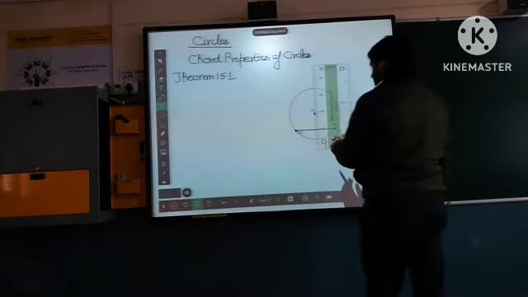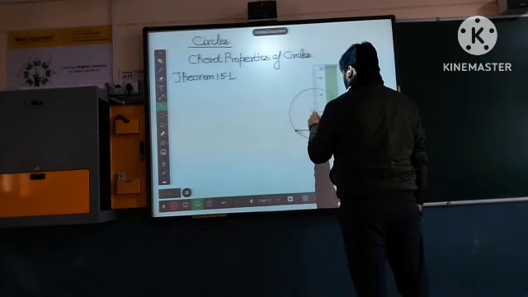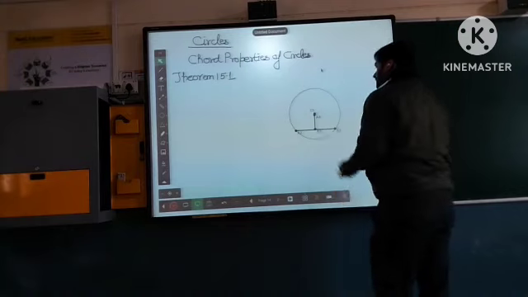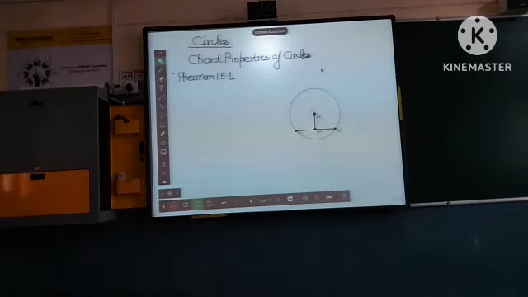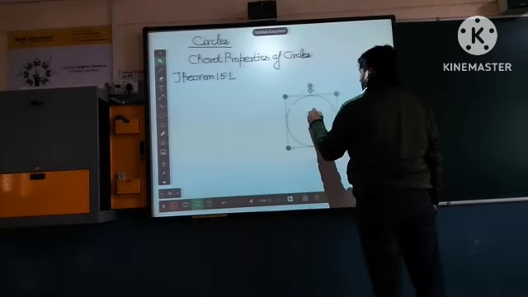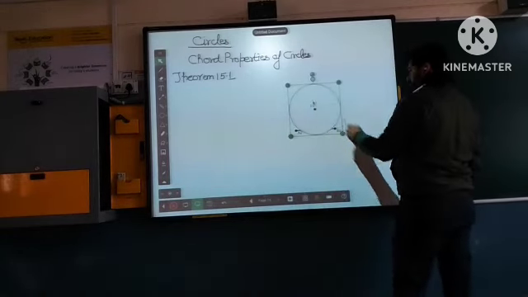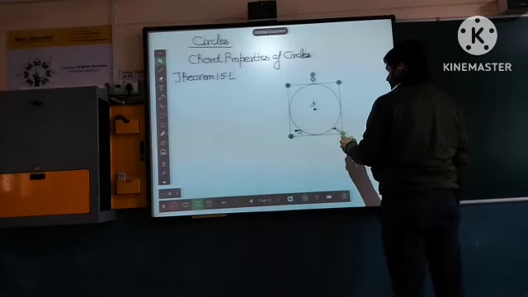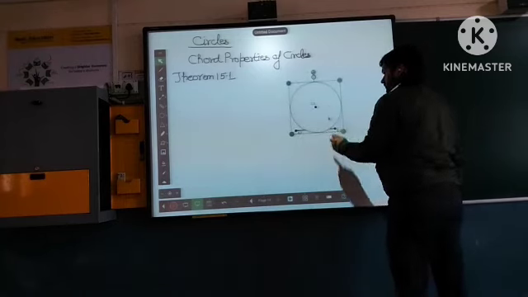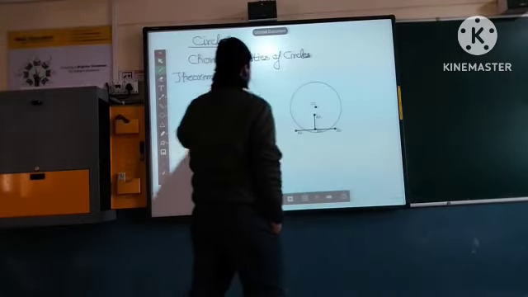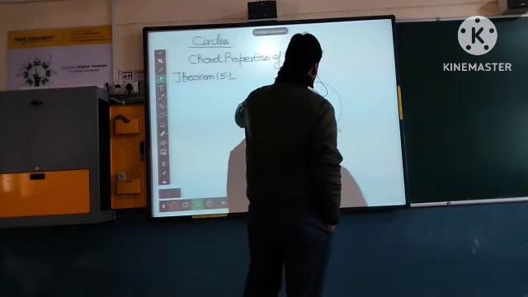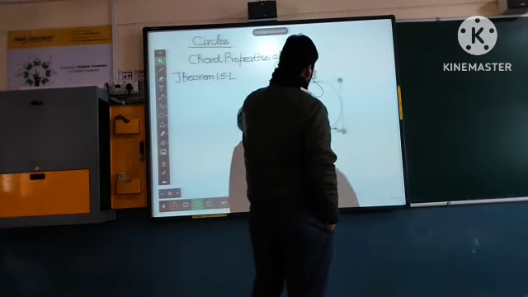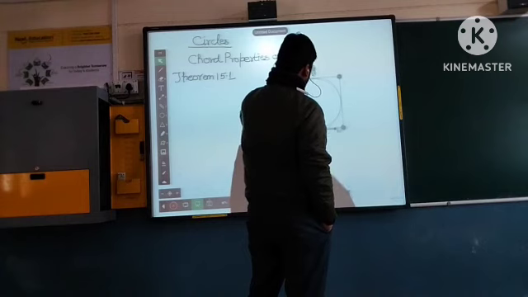Okay, now this is the straight line that is drawn from the center, and this line is projected from the center towards the chord of the circle. Now theorem 15.1 and 15.2 are converse of each other. Let me adjust it properly. It should come like this as a chord only. Right now it will make a secant or tangent.